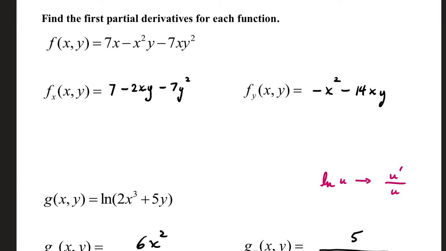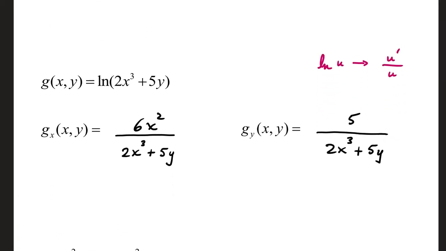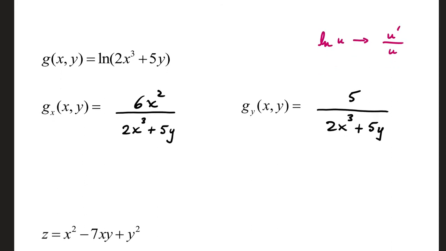Recall that the derivative of natural log is u prime over u, meaning that whatever trails your natural logarithm will be in the denominator. The derivative of what trails your logarithm will be the numerator.